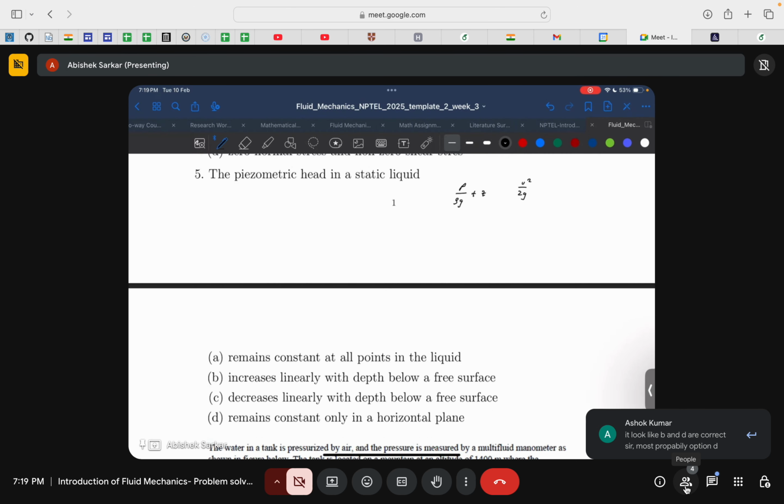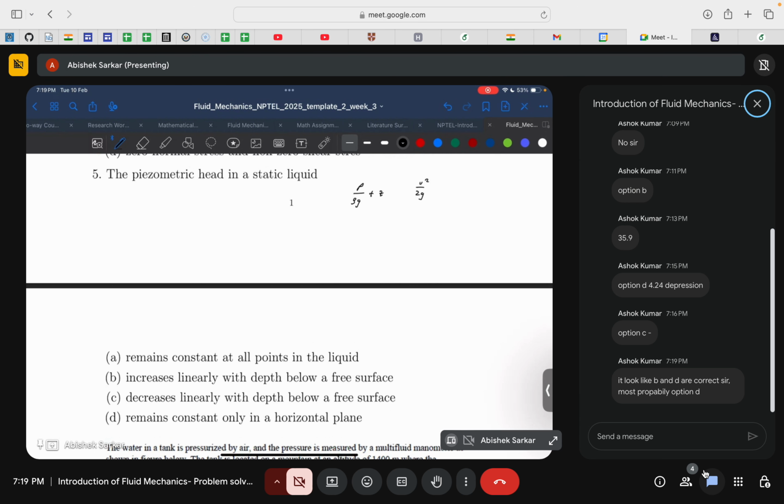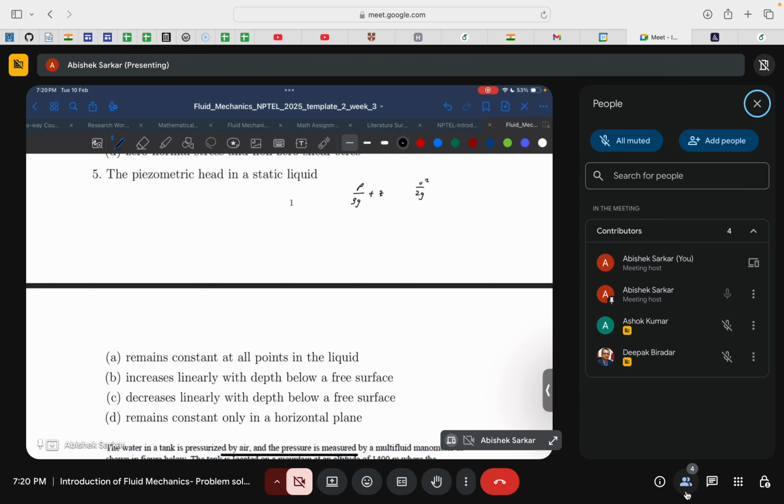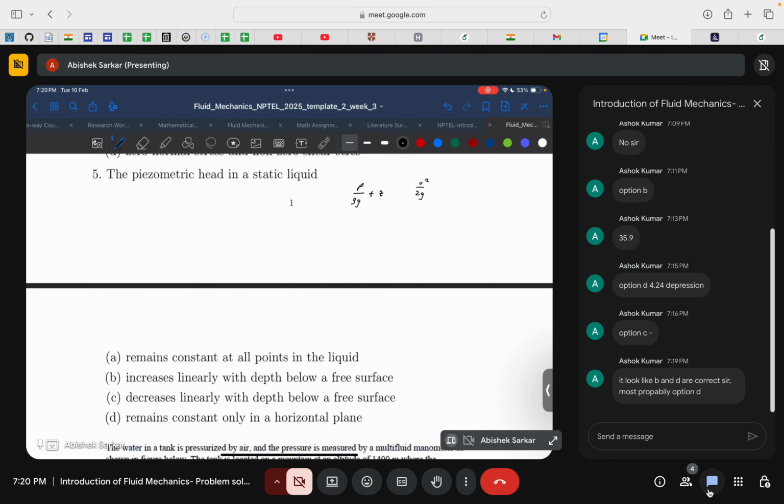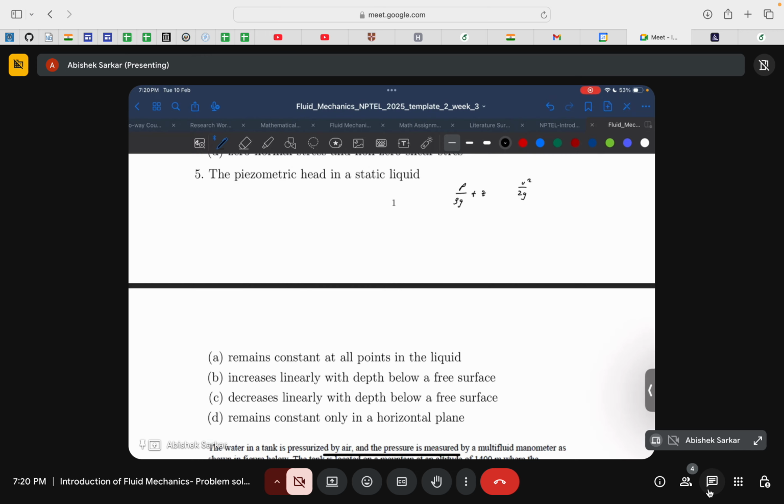Let me just read the chat. It says B and D are correct. Most probably option D, so you're saying that it remains constant only on a horizontal plane. It's actually a very nice try. I won't say whether it's correct or not, just for the sake of everyone participating. So what I will do is give you 2 more minutes. I think that's fair.